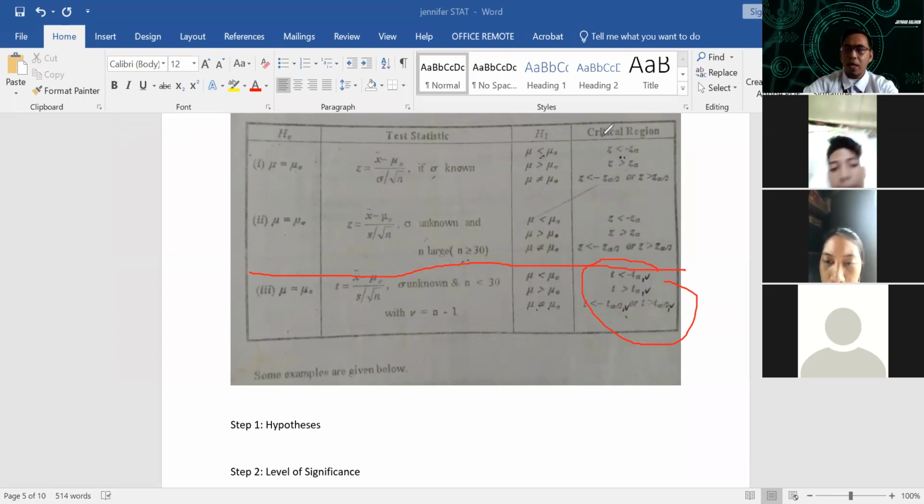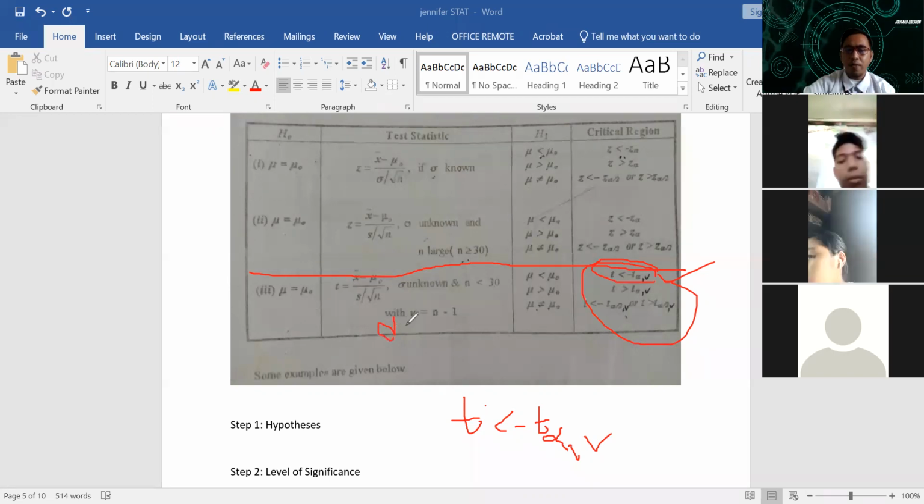So again, in determining your critical region, you base it on your alternative hypothesis. And say for example you found out that your critical region is this one: t less than negative t sub alpha comma v. By the way, what is v? V is called the degrees of freedom.